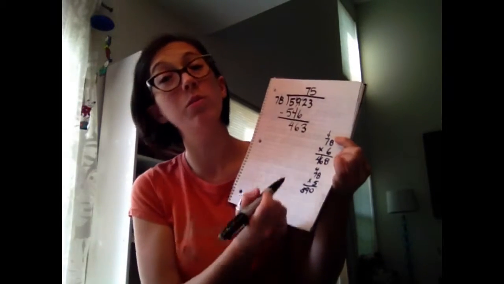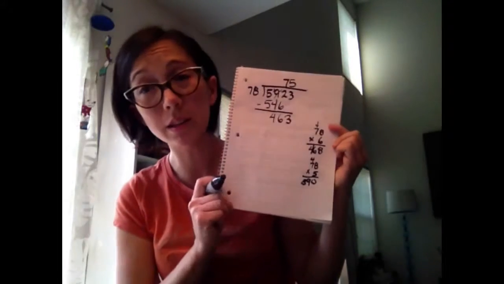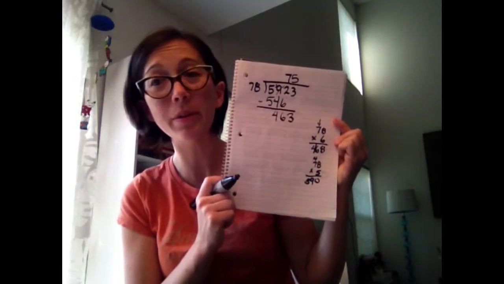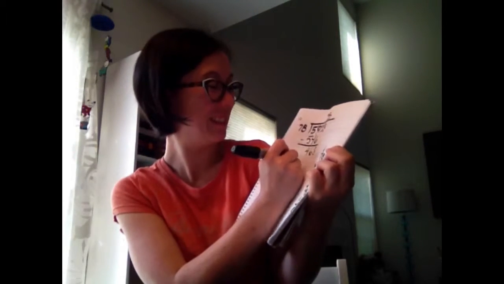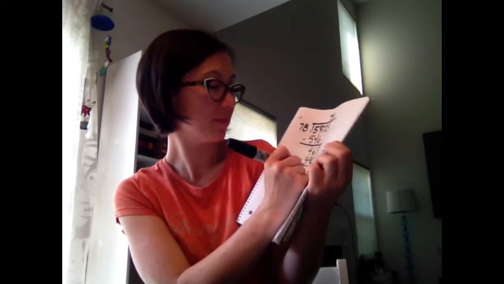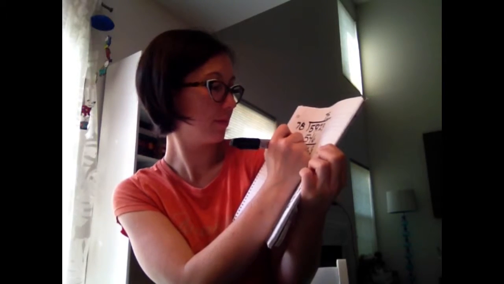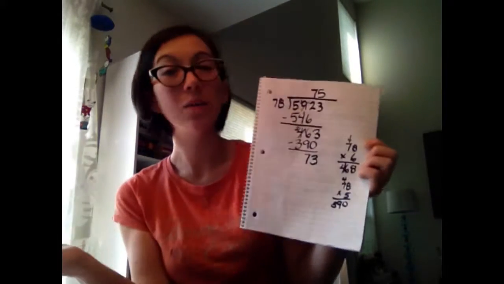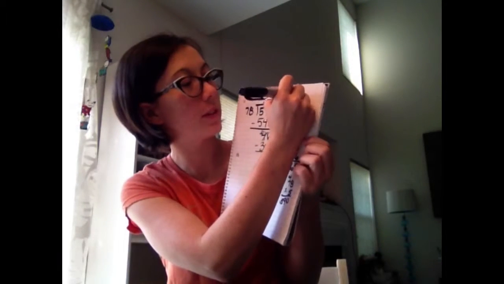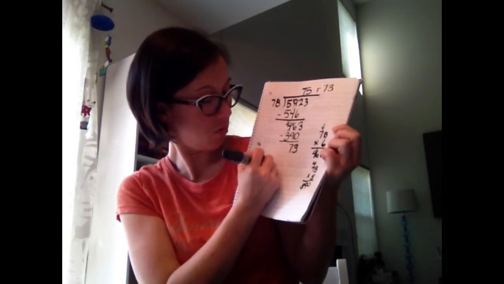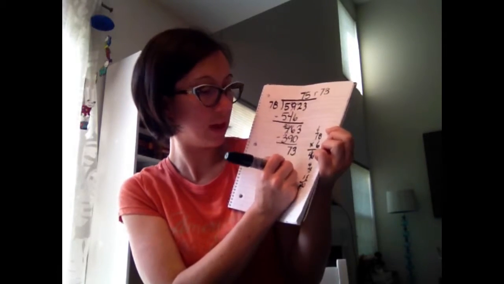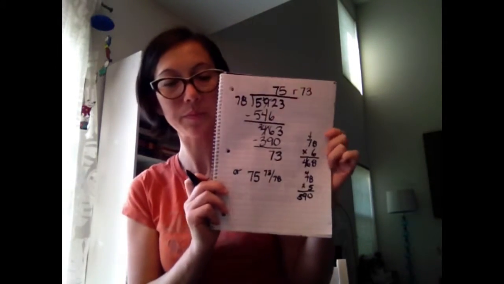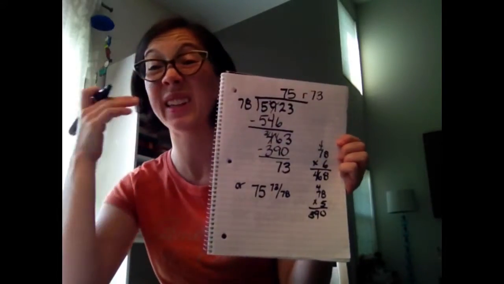I'm showing you which things I'm multiplying. That's important. When you write that on your paper, don't erase it. I want to see it, because it shows me what you're thinking. We have 73 left over. Under 73. Or your quotient is 75 and 73 out of 78.